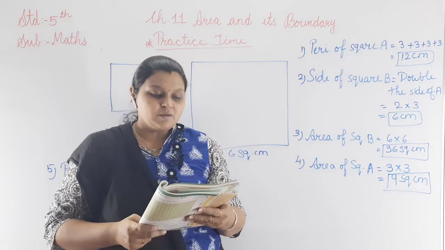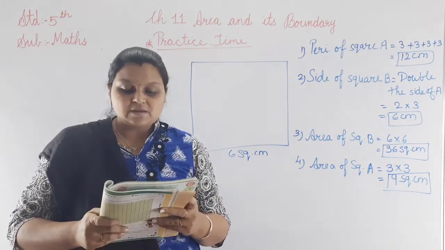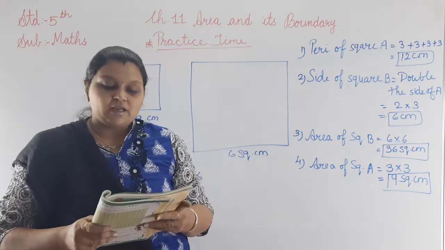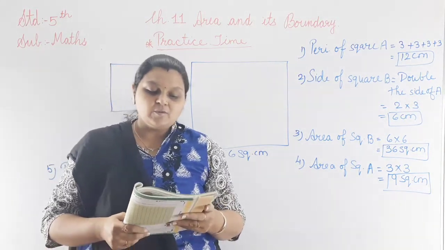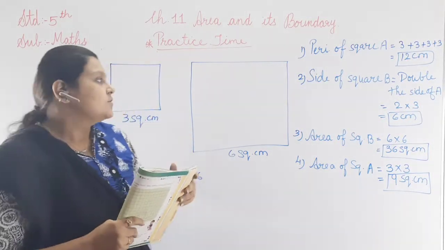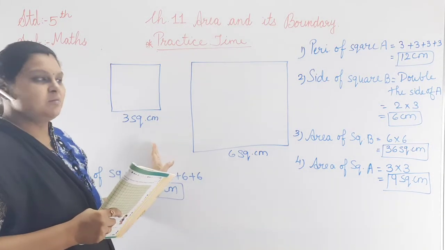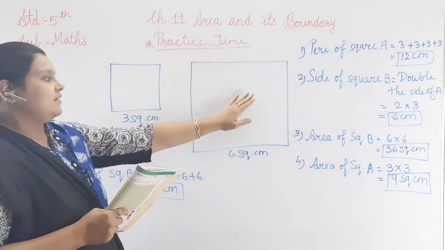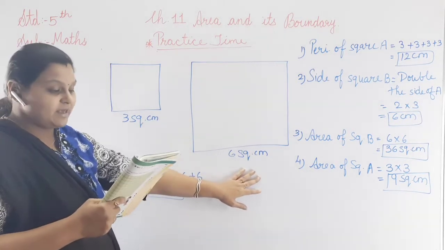Now question B. Draw the square of 3 centimeter side. Write A on it. Draw another square with double the side. Write B on it and answer this. So here first we have to draw a square of 3 centimeter side, that will be A, and this is double of 3, that is 6 centimeter, and that is B.